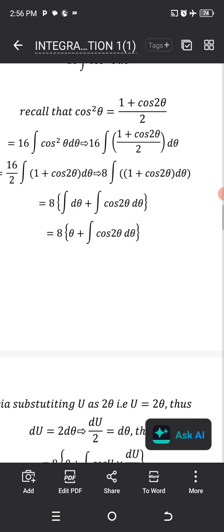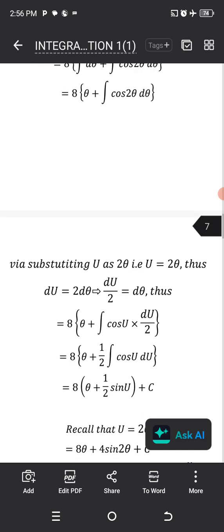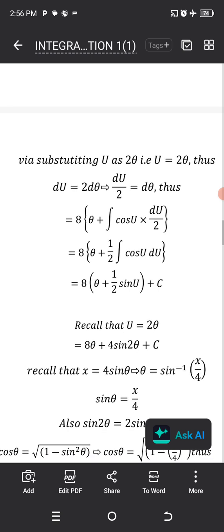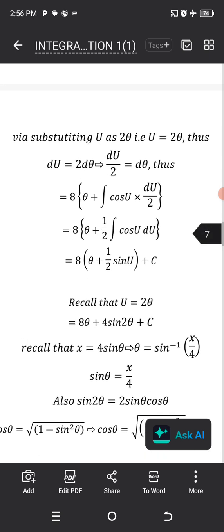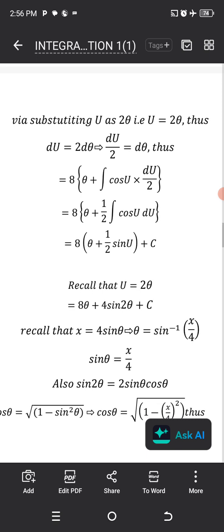So we have 8 integral of d theta plus integral of cos 2 theta d theta, in which we've been taught earlier how to integrate a function like that, because it's a function of a function. So you apply substitution method whenever you come across a function of a function. You don't need to stress yourself or think much. So we are substituting u as 2 theta, that is u is equal to 2 theta, thus du is equal to 2 d theta, which implies that du over 2 is equal to d theta. Thus 8 open brace theta plus integral cos u multiplied by du over 2.